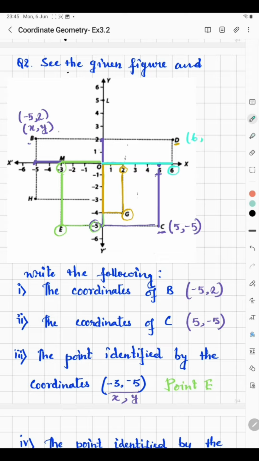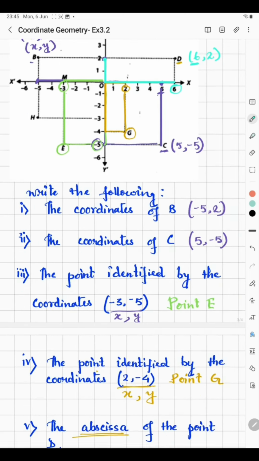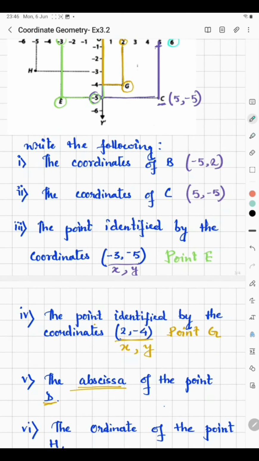And the value of y. To find the value of y, we'll go up till 2, right? So the value of y is 2. So the coordinates of point D are (6, 2), in which the abscissa, meaning the value of x, is 6. So we'll write the abscissa of the point D is 6. Okay.